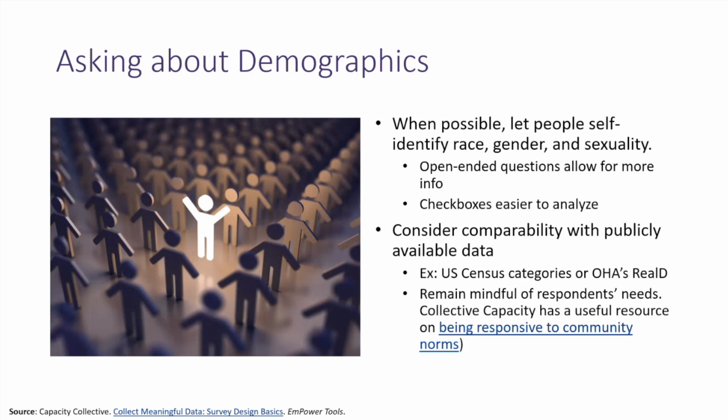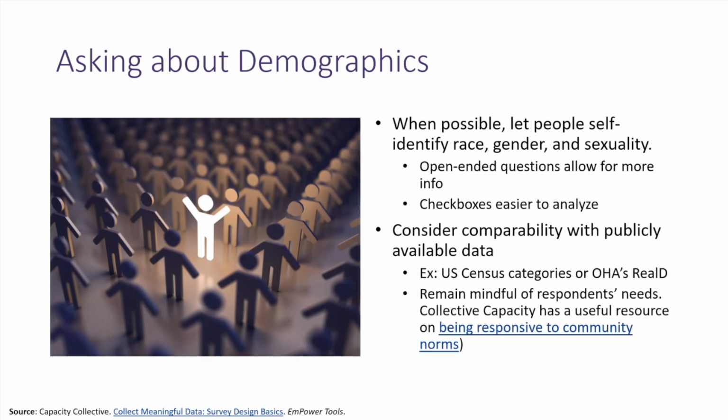When thinking about demographics, it's always good to let folks self-identify, especially things like race, gender, sexual orientation. And open-ended questions, again, allow for more information, especially if that's something that's of particular interest to your organization and some information that you're planning to do something with. And again, the same thing, but if you don't have the capacity, you might want to go back to close-ended questions, which are going to be easier for you all to analyze.